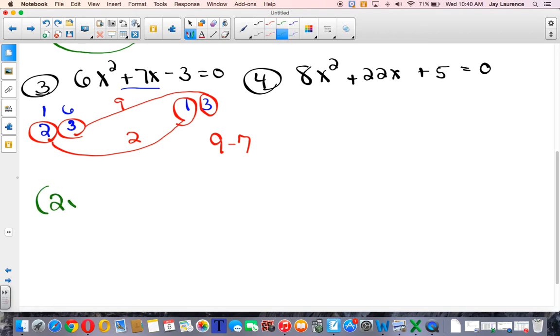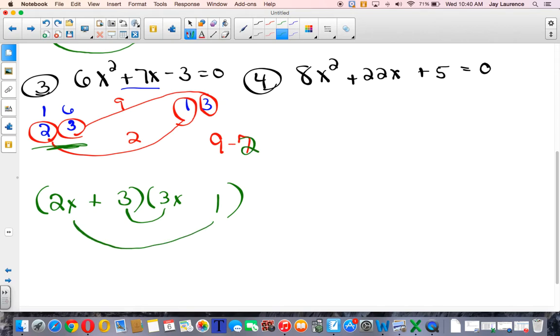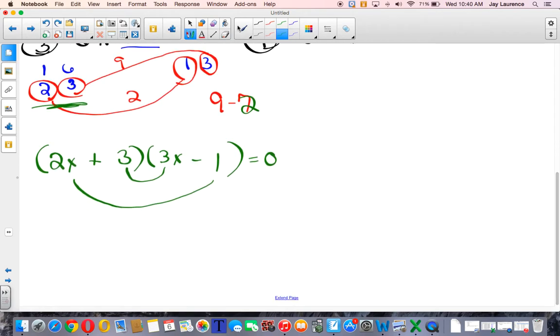All right, let's go with a 2x and a 3x, just right from there and there. Now the 3 got multiplied by the 3, and the 9 was positive. The 2 got multiplied by the 1, that would be here. The 2 got multiplied by 1, and it's a negative. Now this equals 0, so I am not done with this problem. I factored it correctly, but I need to take each quantity, 2x plus 3 equals 0, and 3x minus 1 equals 0, and solve for x.